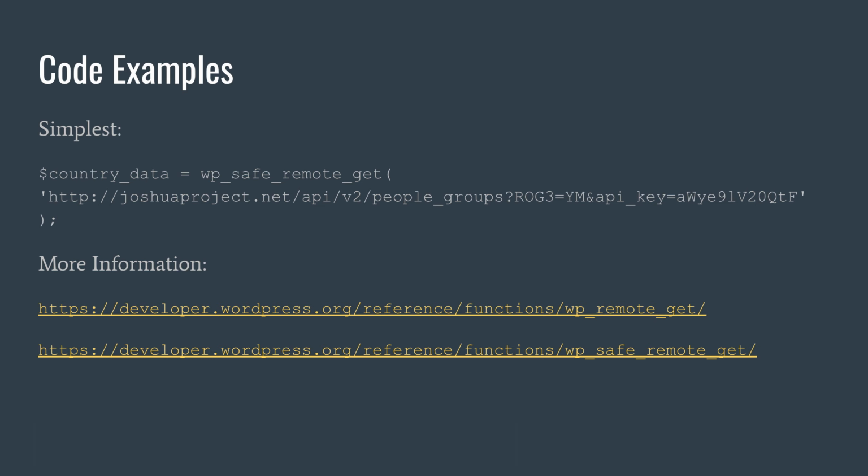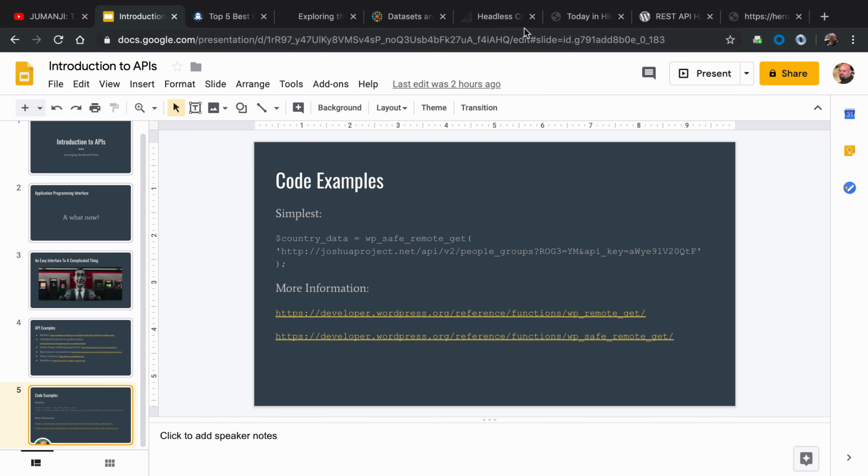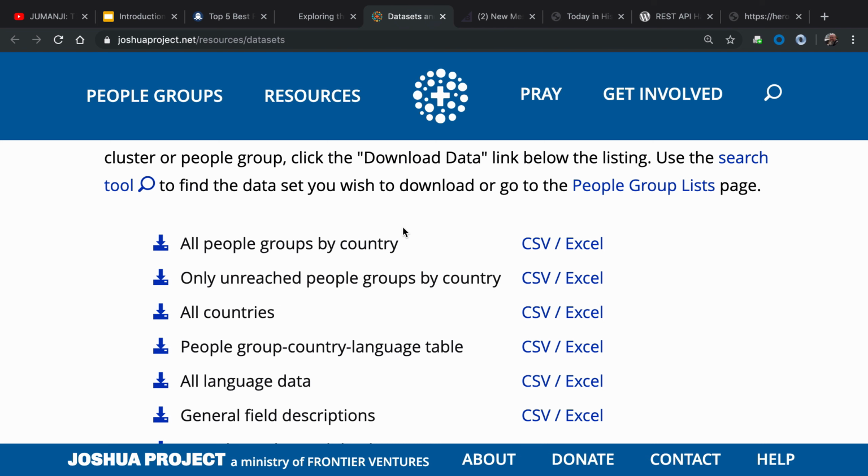So then, how do you get this stuff? What do you do with it? There is a function in WordPress called wp_safe_remote_get. There's also one called wp_remote_get. Don't use that one. It's not safe. So I just established a variable, run wp_safe_remote_get, and put in the URL provided to me by the API. I can show you how I got that one. That one's from the Joshua Project.